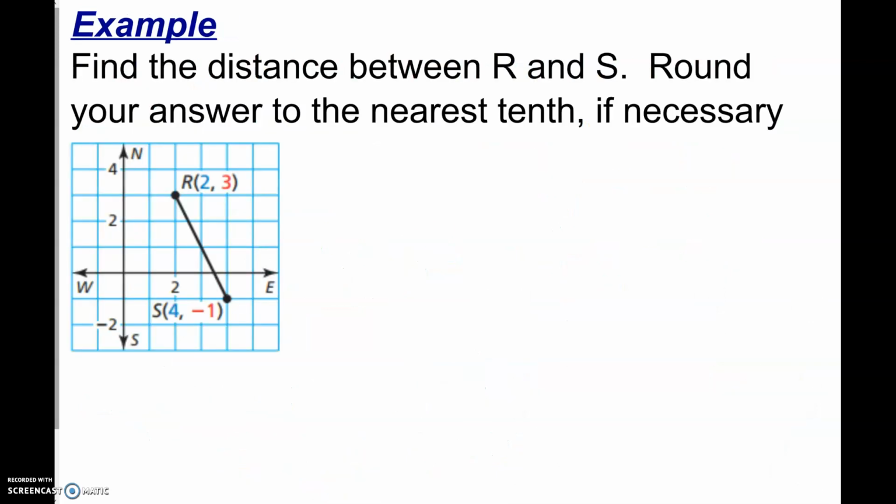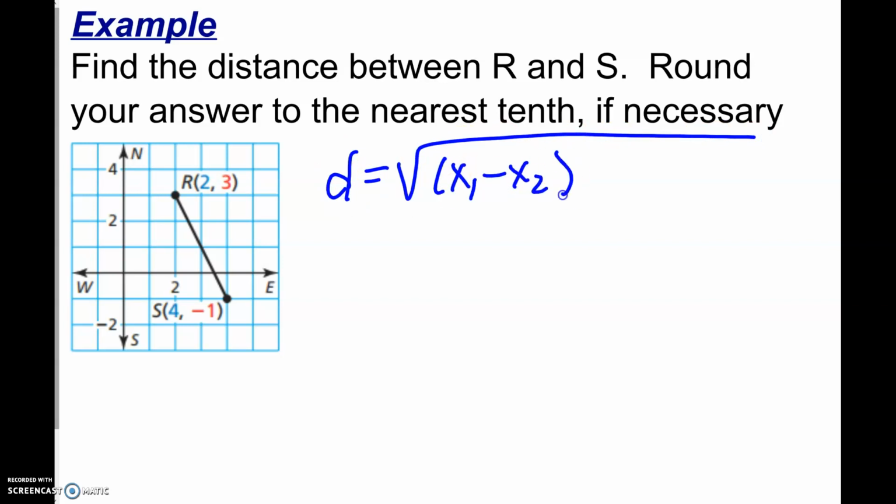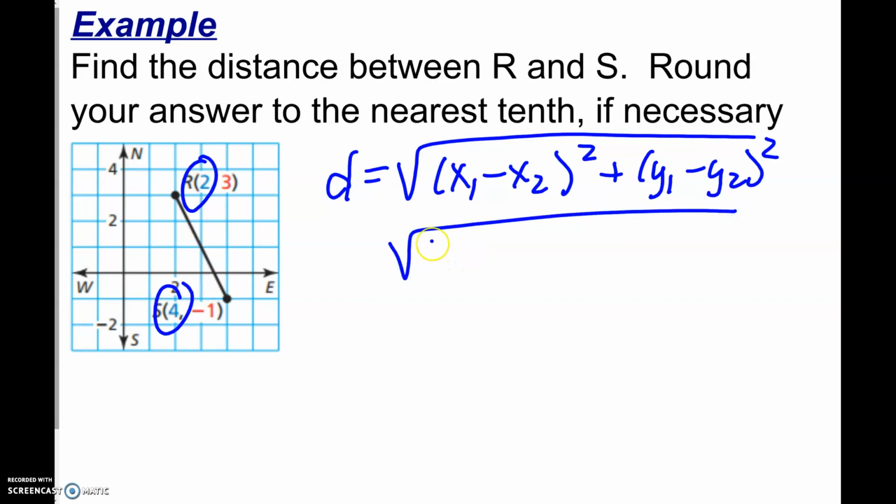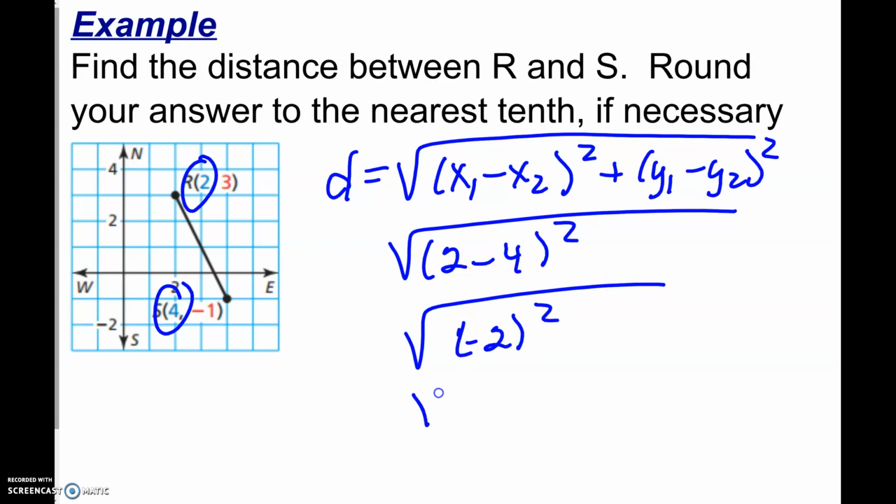All right, here we're going to find the distance between R and T. So remember the distance formula. We're going to take x1 minus x2 quantity squared plus y1 minus y2 quantity squared. So the two x values, we are going to take 2 minus 4 quantity squared. Remember, 2 minus 4 is going to be negative 2 squared, and negative 2 squared is 4.